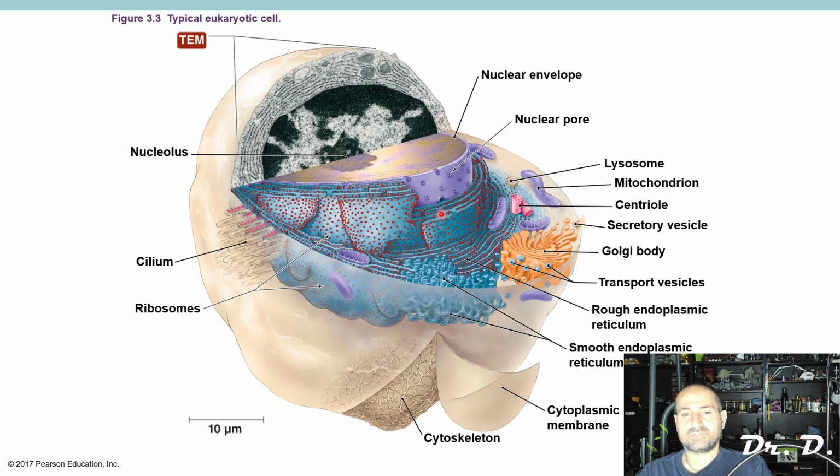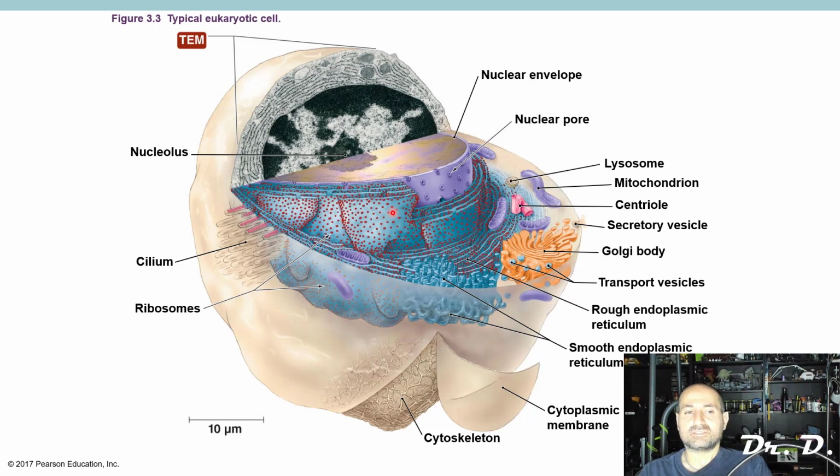This is the rough endoplasmic reticulum. Then you've got the smooth endoplasmic reticulum. You've got the Golgi apparatus. You've got mitochondria. If this was a plant cell, which it's not, but if this was a plant cell, you'd have chloroplasts as well. So all of these are structures that you would not see in a prokaryotic cell.